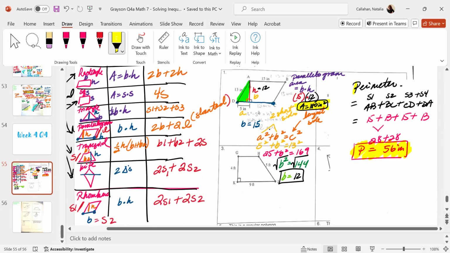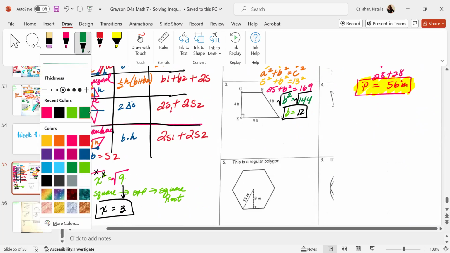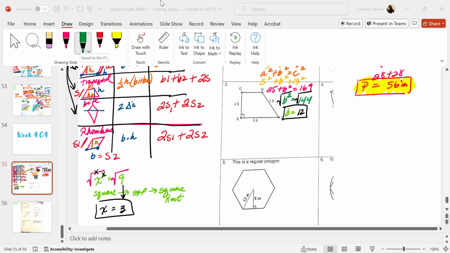Oh, do we have a 2 there? We do. I'm skipping number 2. I'm going to number 3. I'll go back to 2. Okay. That's a trapezoid.